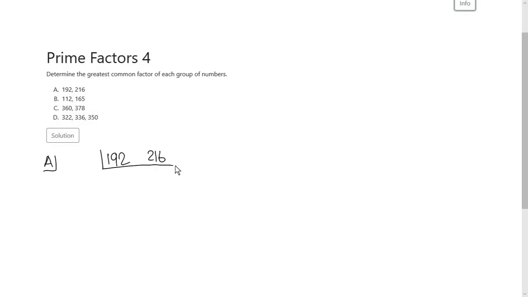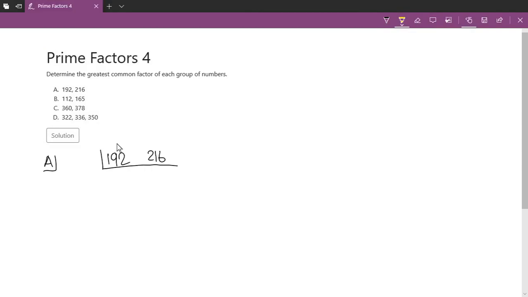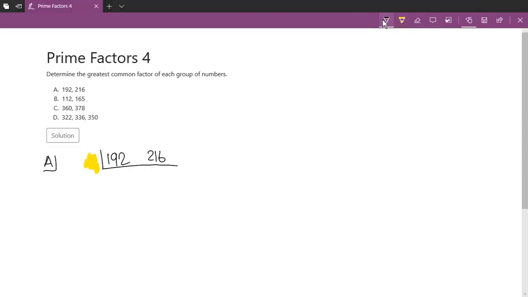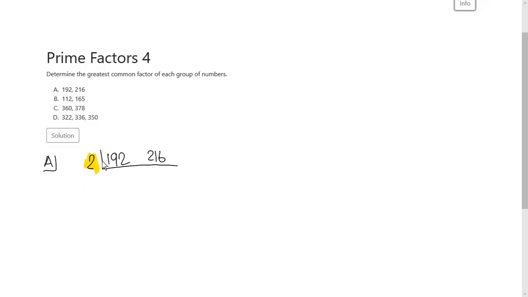And put in a step like this, and then on the left hand side we're looking to put a prime factor of 192 and 216, and because both numbers are even, 2 would work. 192 can be divided by 2, and so can 216, as well as 2 being a prime factor. Then we do the division. 192 divided by 2 is 96. 216 divided by 2 is 108.